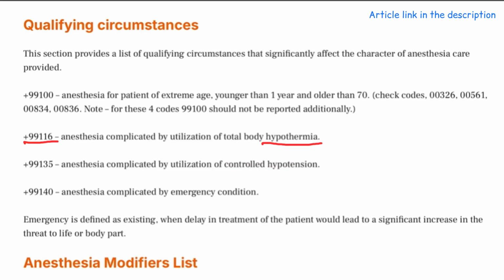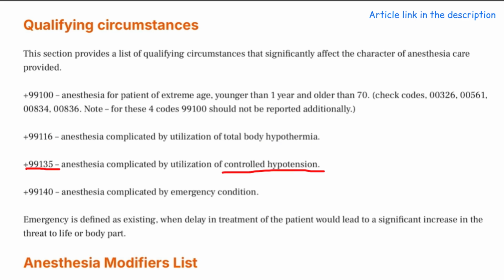Next, 99116, anesthesia complicated by utilization of total body hypothermia. So whenever the physician mentions using total body hypothermia during the anesthesia care for some surgeries, then we have to add this qualifying circumstance add-on code 99116.